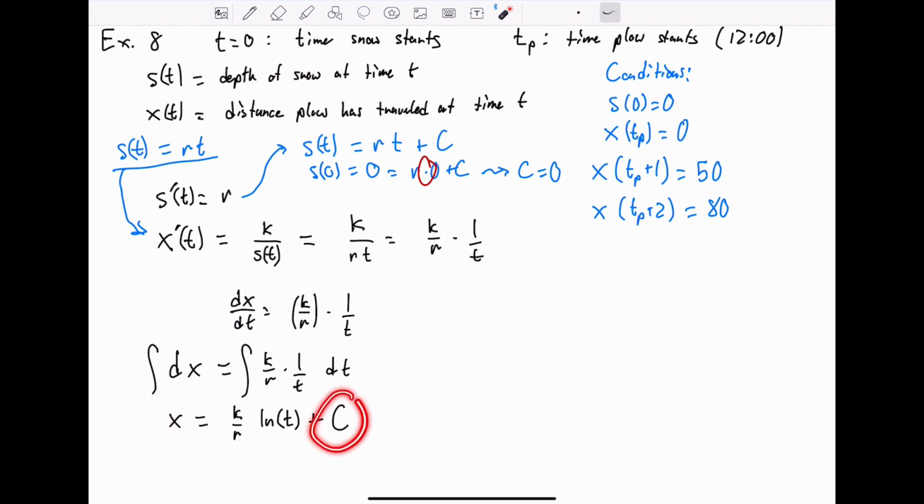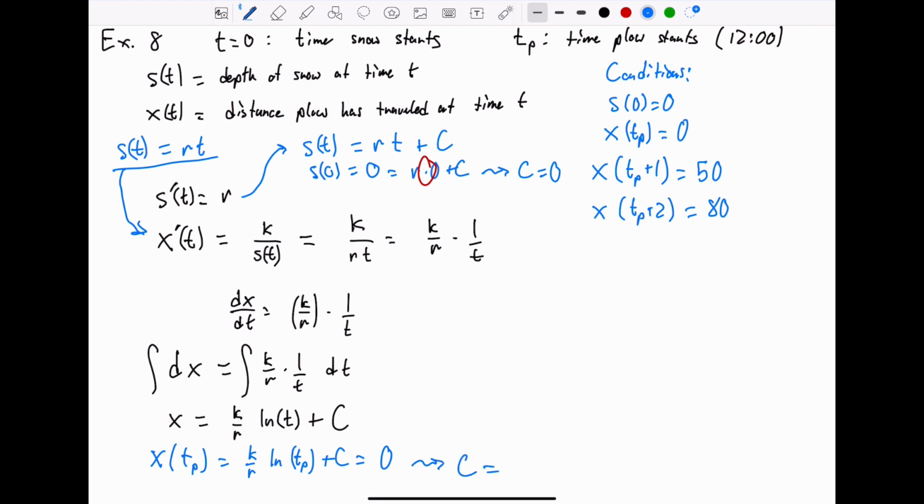Now I can solve for the value of this constant c by using this little piece of information here. This is an initial condition for this differential equation. If I plug in t sub p for time, then the distance, well, that's by definition when the snowplow started, so the distance is 0. So I'm going to plug in x of t sub p. This equals k over r times the natural log of t sub p plus c. And this distance at the very start that the snowplow starts is 0. So this tells us that the constant c is, if we solve for c here, we just subtract this expression from both sides. So c equals negative k over r times the natural log of t sub p.